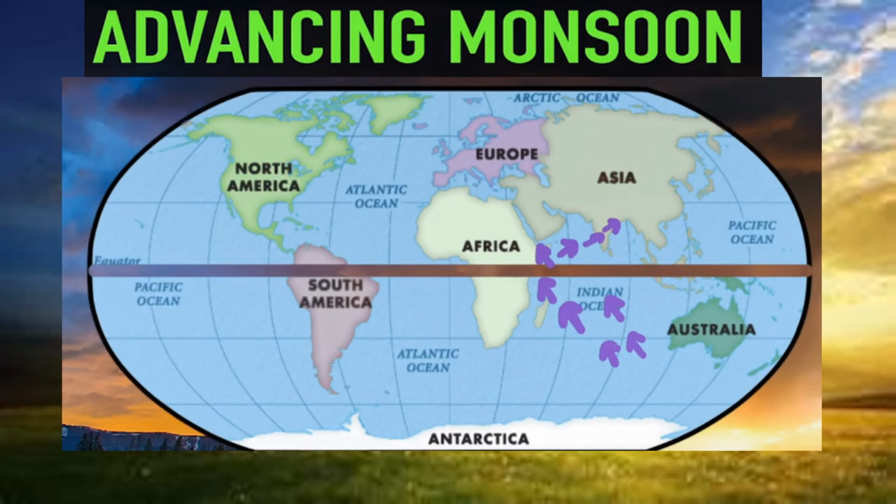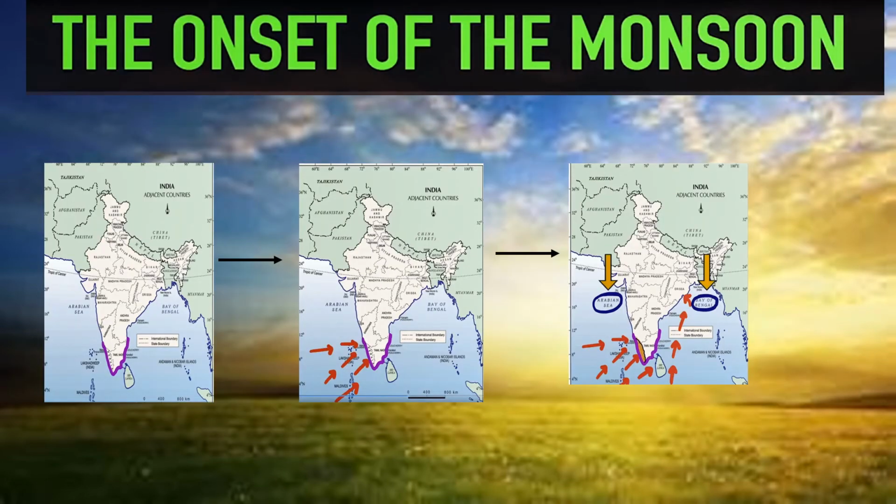Advancing monsoons are also called southwest monsoons or onset monsoons. These monsoons begin in the month of June and continue till September. Now let's look at how the southwest monsoon brings rainfall to India. As we already know, India is a peninsula and the southern part of India is located between three major seas. One is the Arabian Sea, the Indian Ocean and the Bay of Bengal.